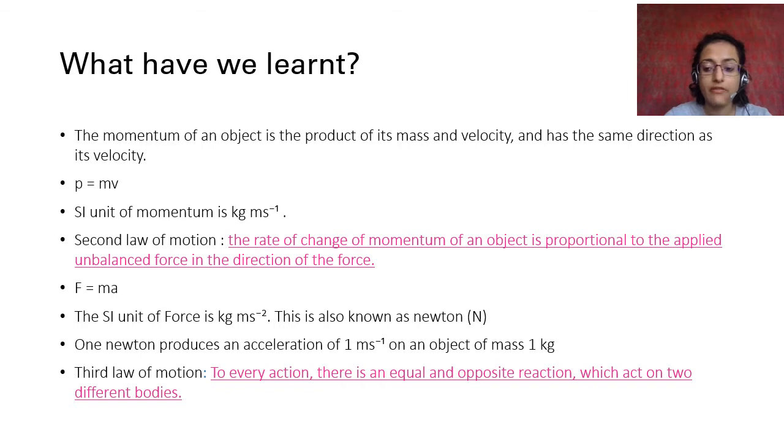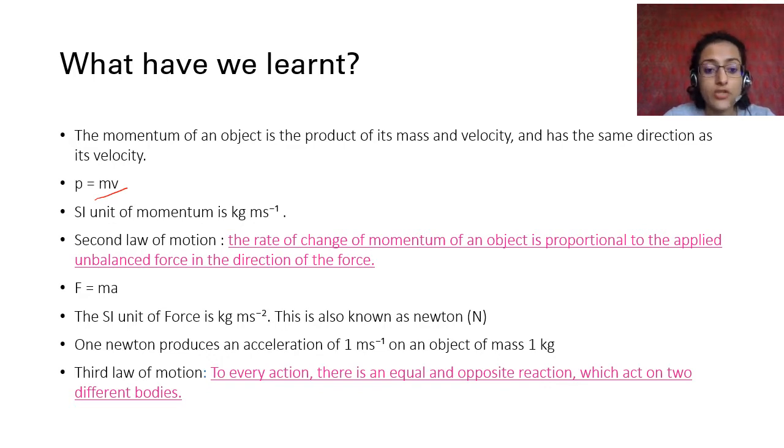So this is what we have learned in part 1 and part 2. The momentum of an object is the product of its mass and velocity and has the same direction as its velocity. P is the momentum, m and v are mass and velocity. The SI unit of momentum is kilogram meter per second.